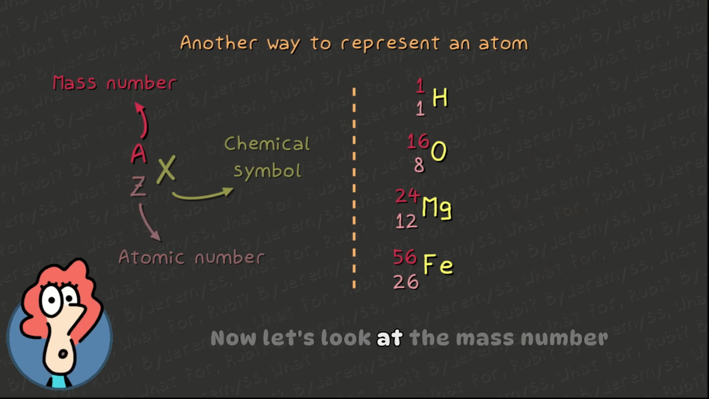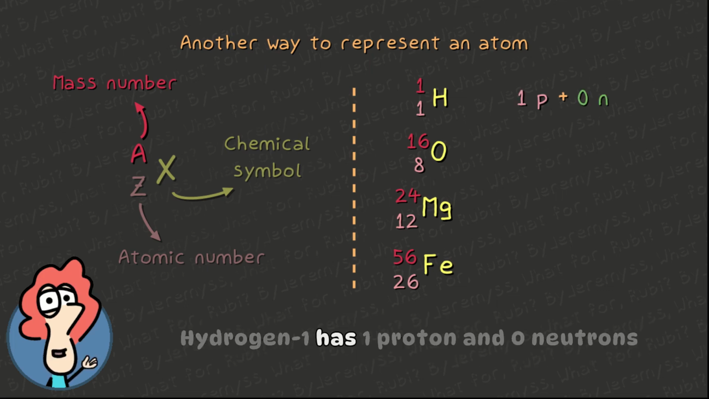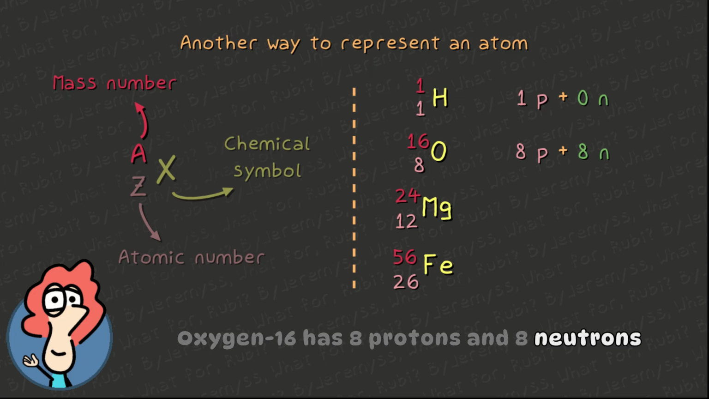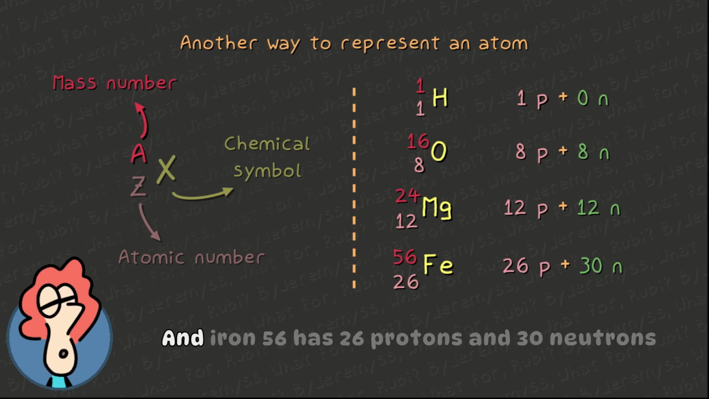Now, let's look at the mass number. With it, we indicate the number of protons plus the number of neutrons that an atom has. Hydrogen 1 has 1 proton and 0 neutrons. Oxygen 16 has 8 protons and 8 neutrons. Magnesium 24 has 12 protons and 12 neutrons. And iron 56 has 26 protons and 30 neutrons.